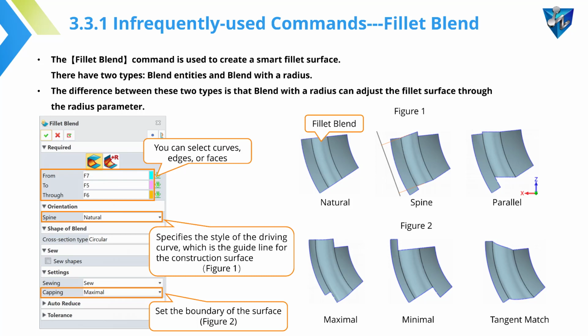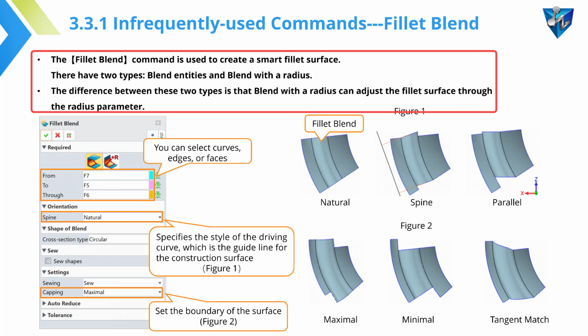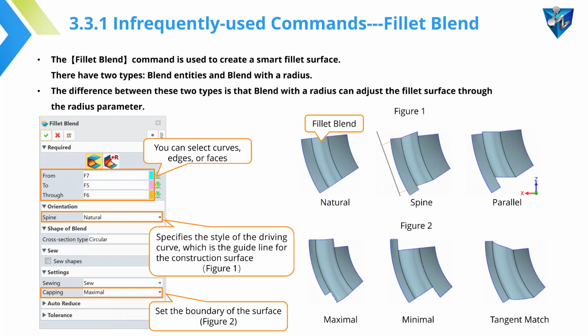The first is fillet blend. It is similar to the fillet command, which creates the fillet between two surfaces. There are two types under this command. They are blend entities and blend with a radius respectively. The difference between these two types is that blend with a radius can adjust the fillet surface through the radius parameter. There are some options that need to be explained.